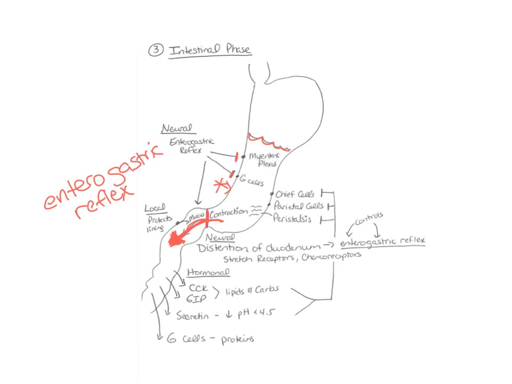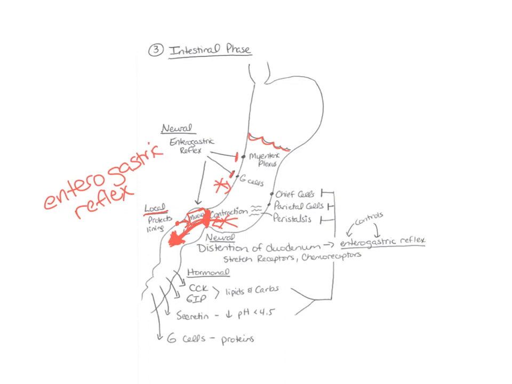It also stimulates the pyloric sphincter to contract, so that no more content from the stomach can move into the intestine. The duodenum is trying to control how much is entering into it. So by contracting the pyloric sphincter, it prevents more chyme from entering into the duodenum. On a local level, the cells of the duodenum are going to be releasing mucus to help to protect the lining of the duodenum from all the acids that the stomach is sending it.